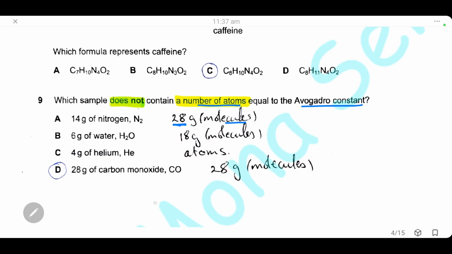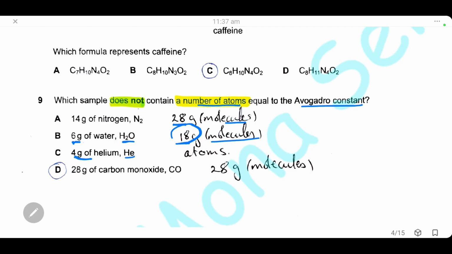but of atoms. For the second one, water, 1 mole of water contains 18 grams and the same Avogadro's constant of water molecules. So if we divide the 18 by 3, because we have 3 atoms, 2 hydrogen and 1 oxygen, we will get 6 grams with the same number of atoms as Avogadro's constant. So 6 grams of water will contain a number of atoms equal to Avogadro's constant.